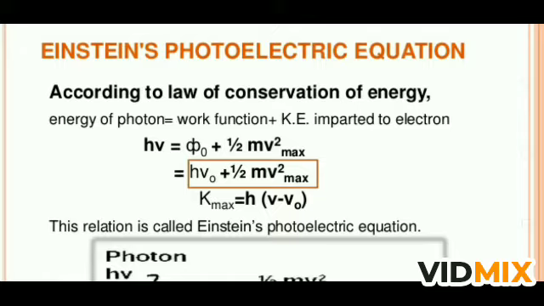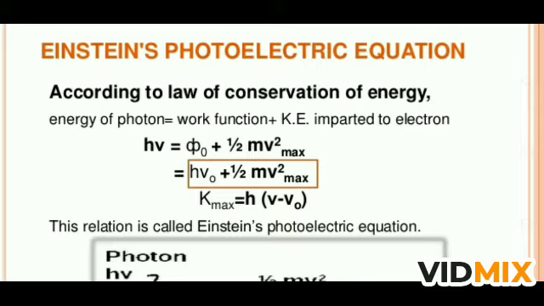Means the total energy of photon is divided into two parts. One part is utilized by the electron to come on the surface, that is for the work function, and the other part is in the form of kinetic energy to the electron. So we can say, according to law of conservation of energy, energy of photon is equal to work function plus kinetic energy imparted to electron.